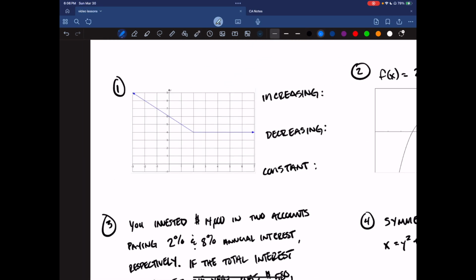When you're trying to figure out, or when they're asking you, when is it increasing, when is it decreasing, when is it constant, you're only looking at the x values. Okay. And you look at it from least to greatest, from left to right. Okay, so if you look at the graph here on number one, it's decreasing from the time you get onto the graph all the way to x equals 2. Right here is the pivot point.